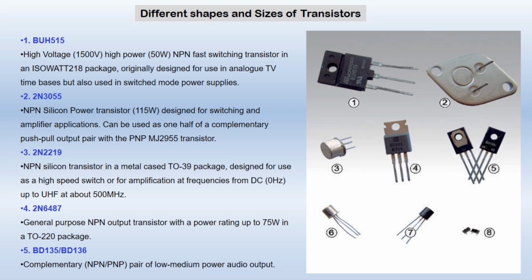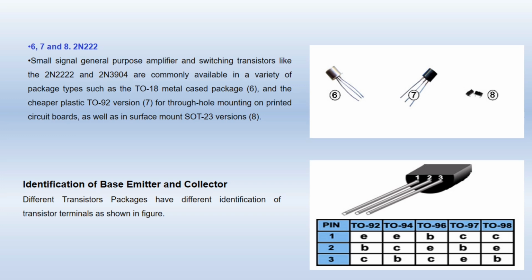Next we have this number 5, BD135 and BD136, and it is a complementary NPN PNP push-pull transistor. It is used for low to medium power audio output systems. Next we have this number 6 transistor, a small signal general purpose transistor. All three are small signal general purpose transistors, 2N2222, 2N3904.